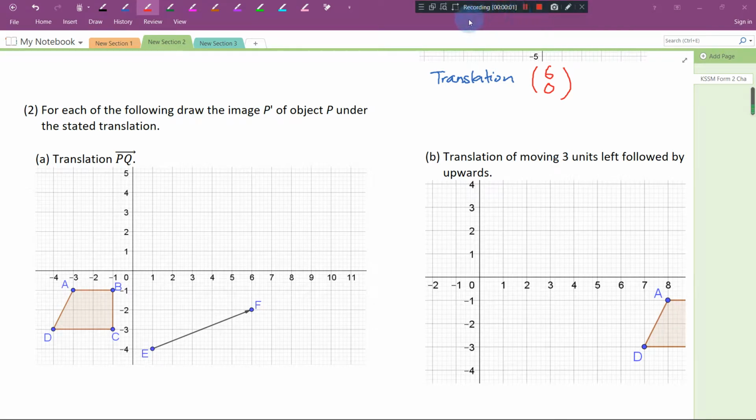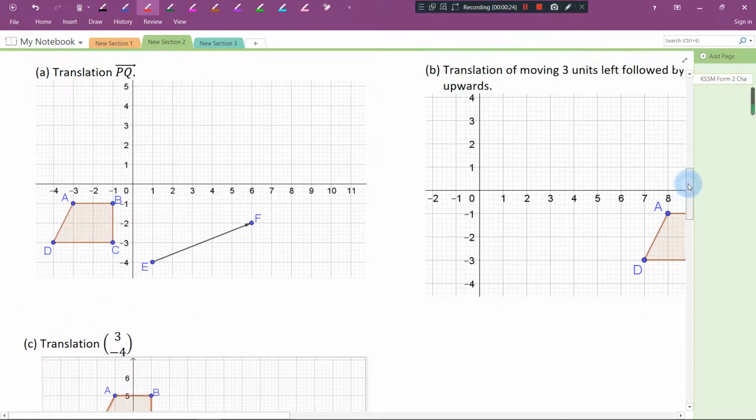Hi everybody, this is translation video part 2. Let's look at question number 2. For each of the following, draw the image P prime of the object P. This is the image because you have prime here, and this is the object, under the stated translations.